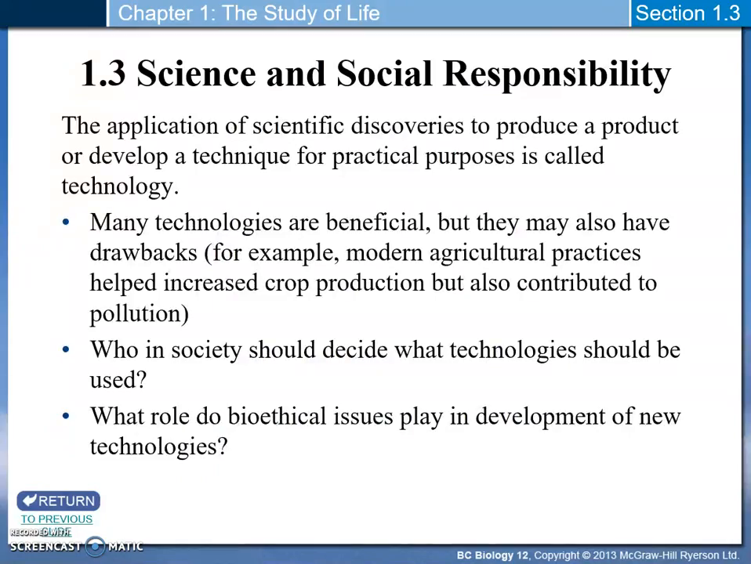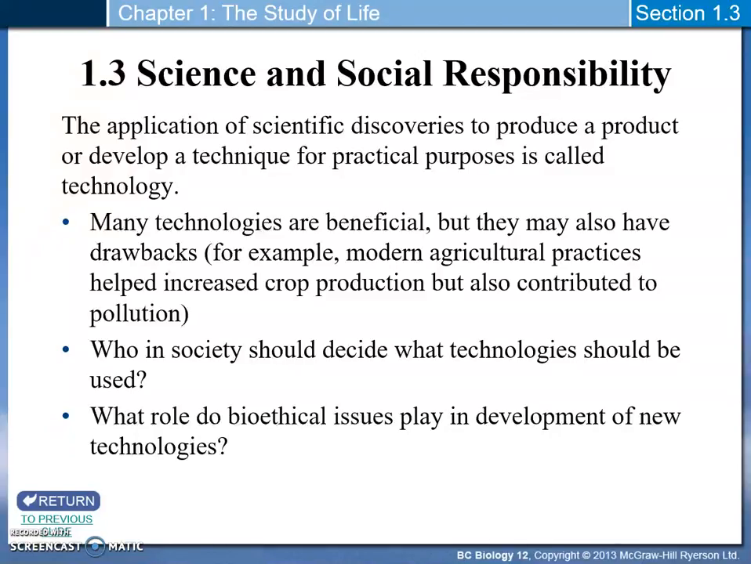So lastly, science and social responsibility. The application of scientific discoveries to produce a product or develop a technique for practical purposes is called technology, and we use that term quite often in today's culture. And this is what the term actually means. Many technologies are beneficial, but they may also have drawbacks. For example, modern agricultural practices helped increase crop production, but also contributed perhaps to pollution.